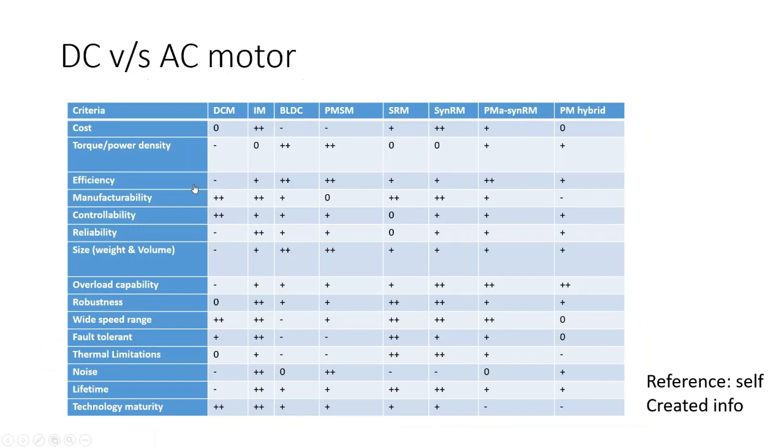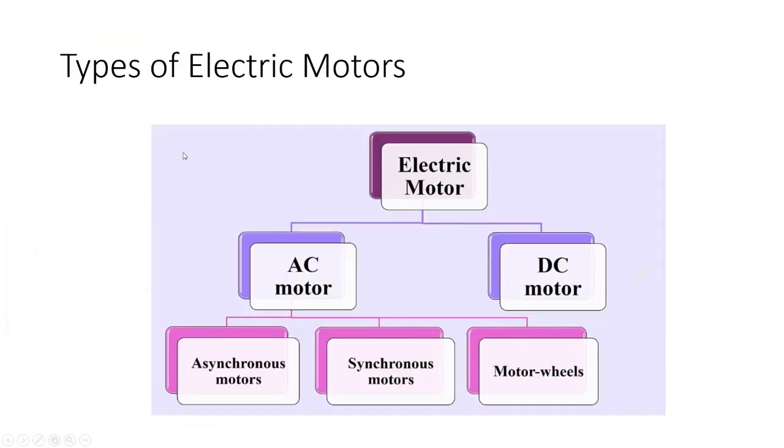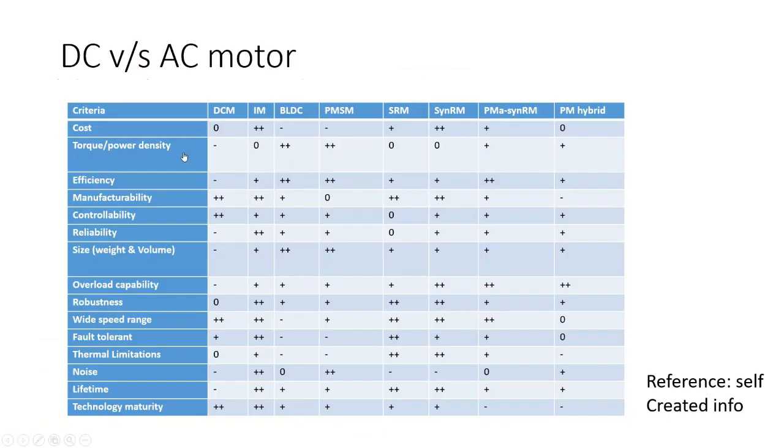Now, if we have to analyze AC and DC motors in depth, I have analyzed that and tabulated some of the most important parameters and their comparisons with respect to the different motors that are used as electric drive units. Some of them are cost, torque, power density, efficiency, controllability, reliability, manufacturability, size, weight, robustness, wide speed range, fault tolerance, thermal limitations.